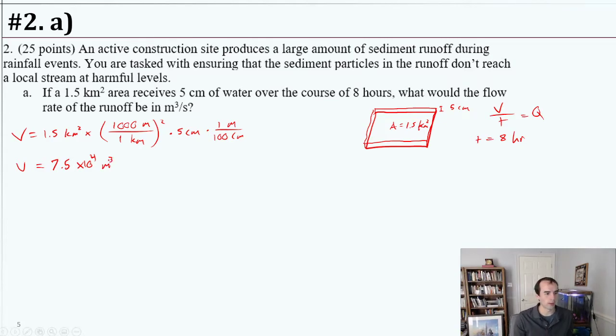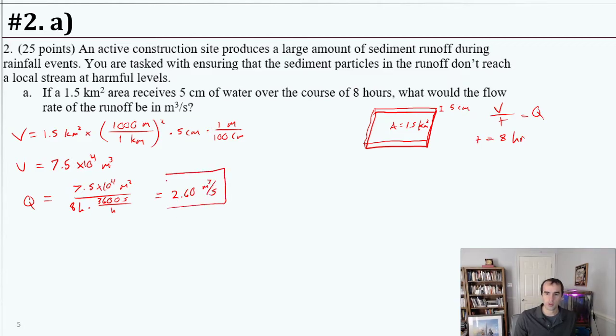Cubic meters. So that should give us a flow rate once we take the Q here. This is going to be that many cubic meters. We're going to divide that by our 8 hours, multiplied by the fact that there's 3,600 seconds in each hour. That'll give us seconds in the denominator, and it turns out this would be 2.60 cubic meters per second as our answer. So just a bit of geometry here for that part of the problem.